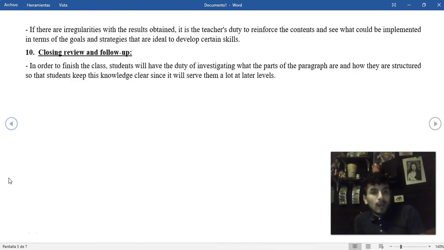And finally, the classroom review and follow-up. In order to finish the class, the students will have the duty of investigating what the parts of the paragraph are and how they are structured, so that students keep this knowledge clear, since it will serve a lot in later levels. Yeah, of course, I consider that it is useful for students because at all levels they have to write paragraphs.